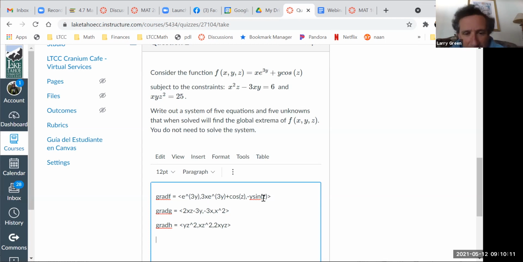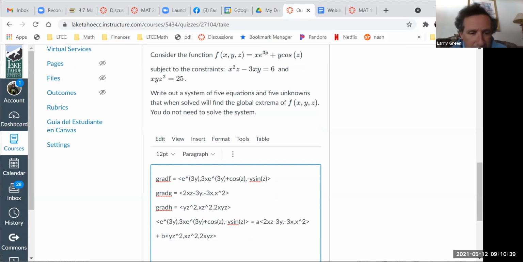Okay, now I put those together, and I'll do that using copy paste. That's the easiest. I get grad f is equal to a times grad g plus b times grad h. So notice already we have 5 variables: x, y, z, a, and b. Now I asked you for a system of 5 equations, 5 unknowns. What's the first equation?